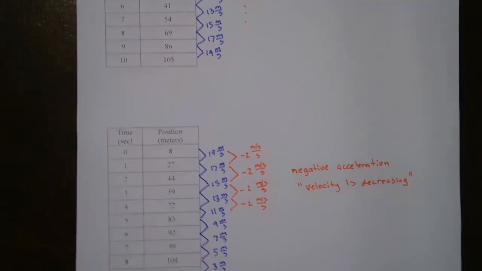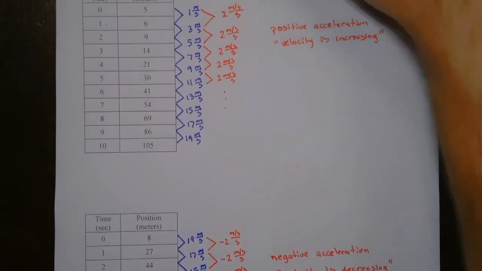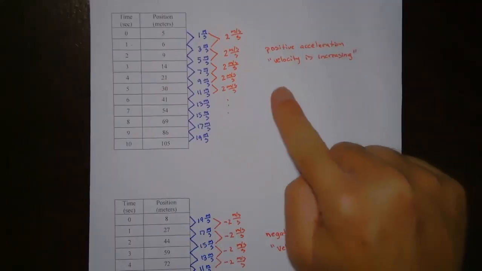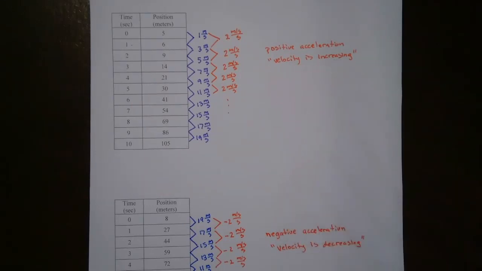So let me turn the page, and I just realized you guys didn't see that. Okay, so up here, positive acceleration, what I wrote was velocity is increasing, and down here, negative acceleration is when velocity is decreasing. All right, sorry about that. Okay, let's go to the next page.